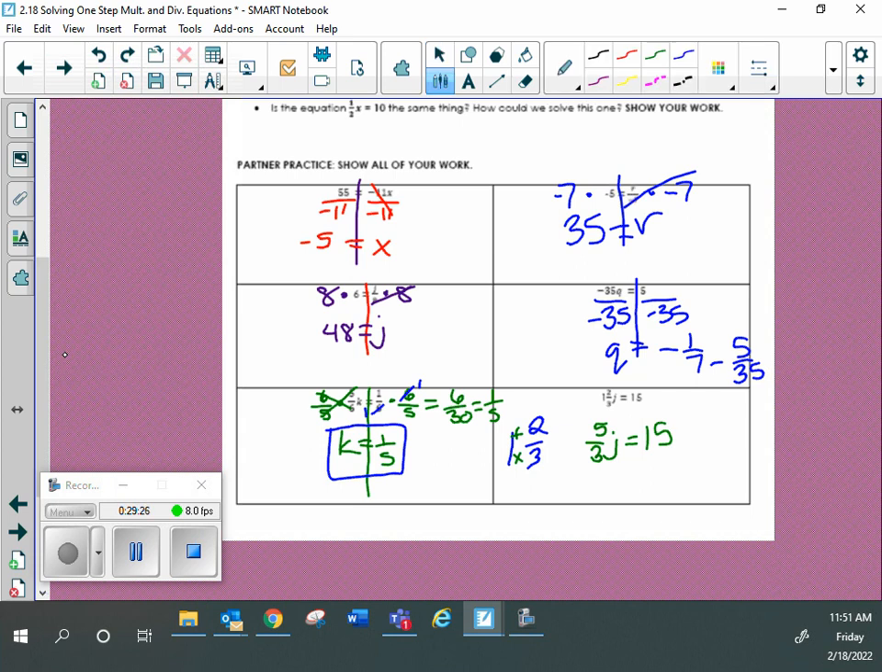And to get J by itself, I have to multiply both sides by the reciprocal. So that's going to be 3/5, multiply both sides by 3/5. Okay, and solve that out.